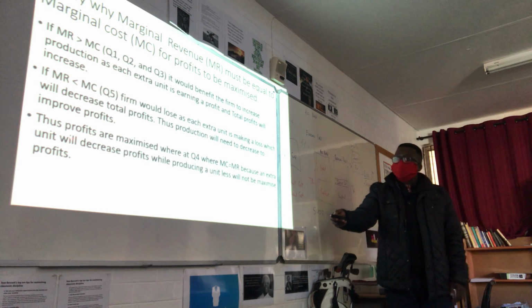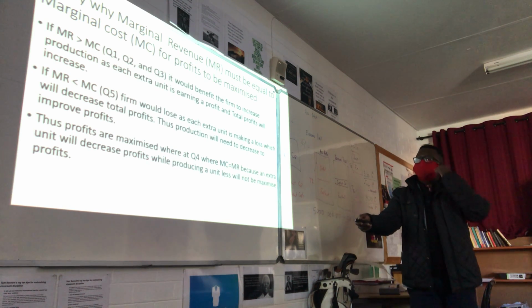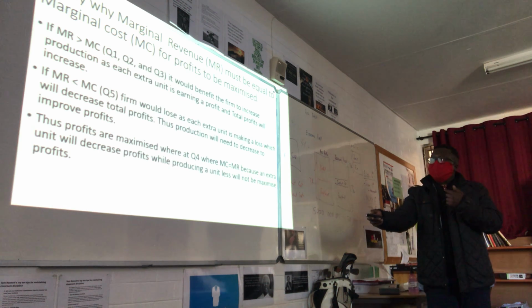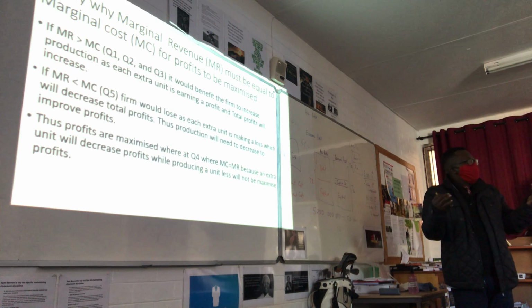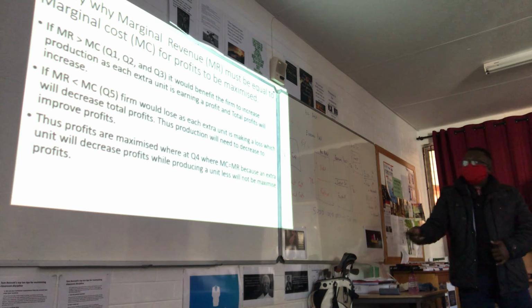Because an extra unit will decrease profits, so going to quantity 5 will decrease profits, while producing a unit less, quantity 3, will not be maximizing profits because you still have space to produce more. I think we're good here.